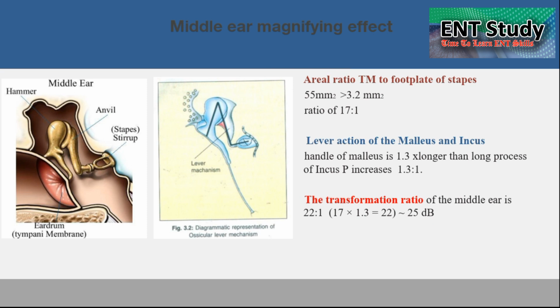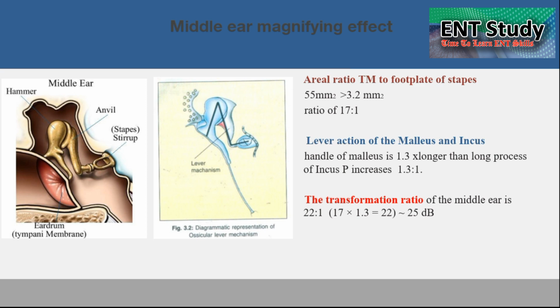The area ratio of the tympanic membrane to the footplate: the area of the tympanic membrane is much larger than the area of the footplate of the stapes. Thus, the sound that is received at the footplate of the stapes is much greater than the sound that arrives at the tympanic membrane. It increases the transformation ratio by 17 times.